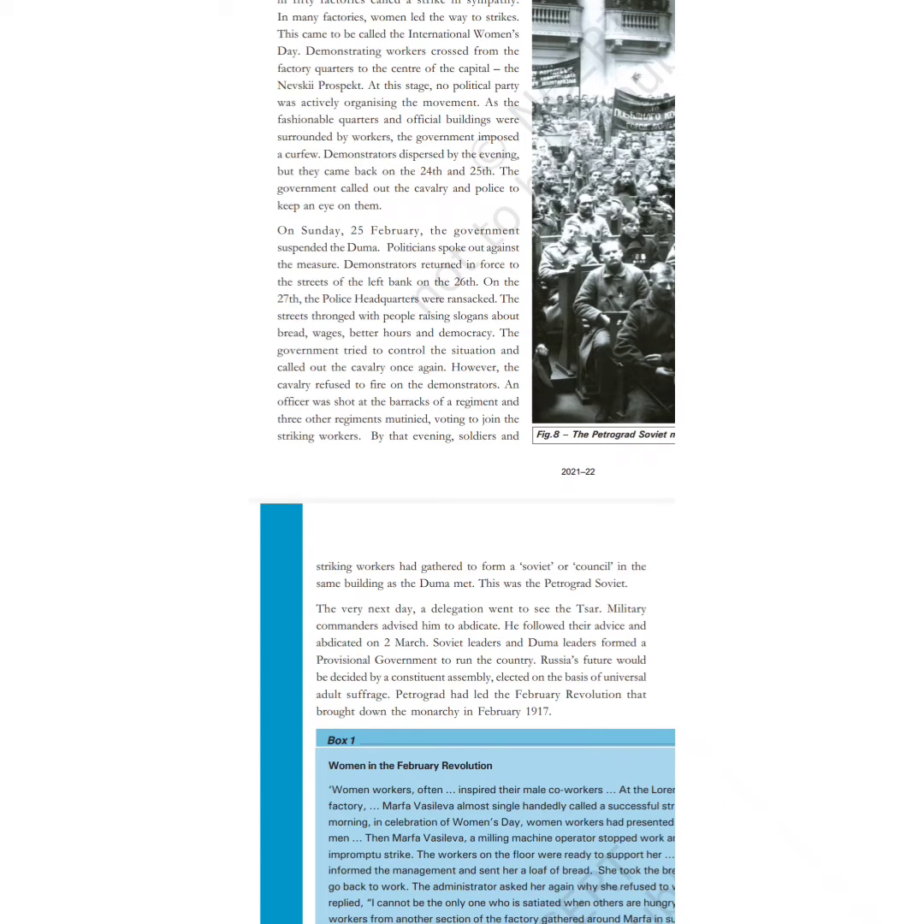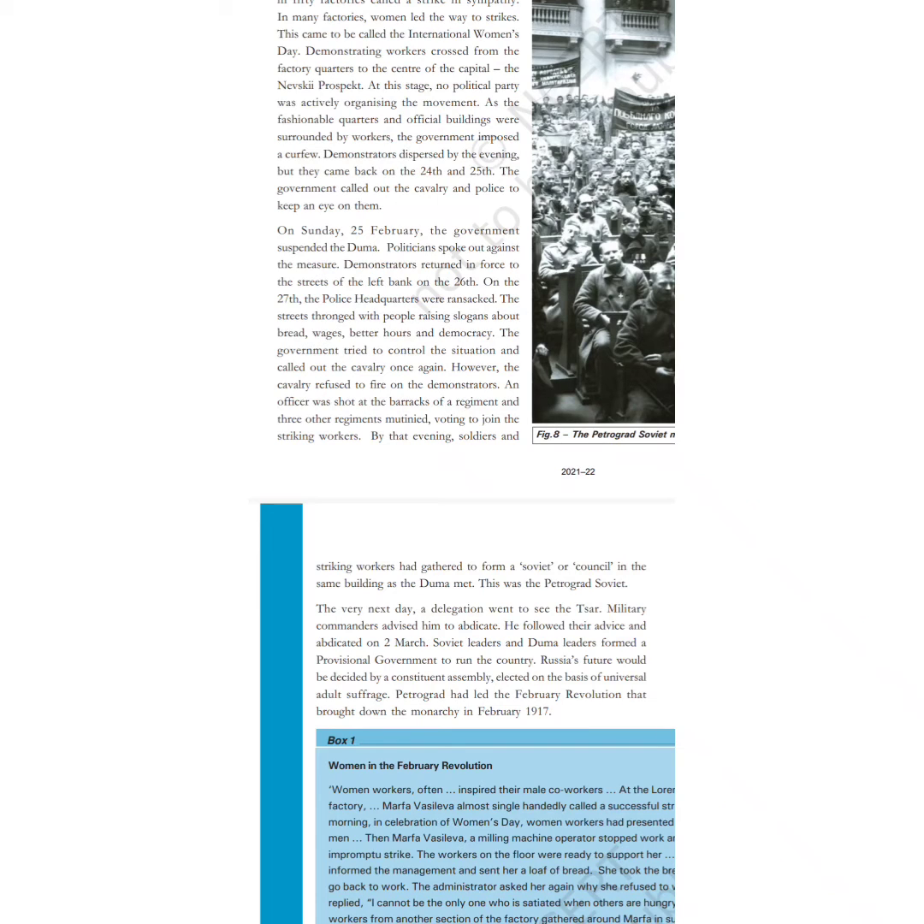So now Russia's future would be decided by a Constituent Assembly. Everybody wanted a proper Constituent Assembly, which would decide the future of Russia. The Constituent Assembly was made up of members elected by universal adult suffrage.